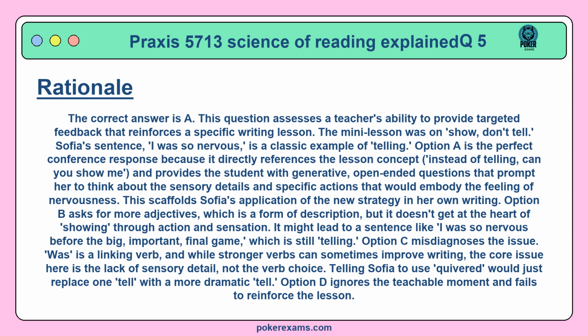Option C misdiagnoses the issue. Was is a linking verb, and while stronger verbs can sometimes improve writing, the core issue here is the lack of sensory detail, not the verb choice. Telling Sophia to use quivered would just replace one tell with a more dramatic tell. Option D ignores the teachable moment and fails to reinforce the lesson.